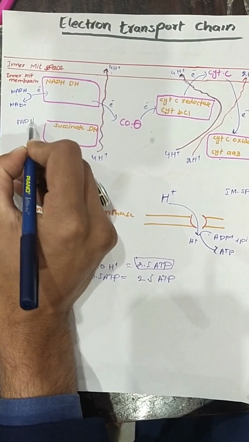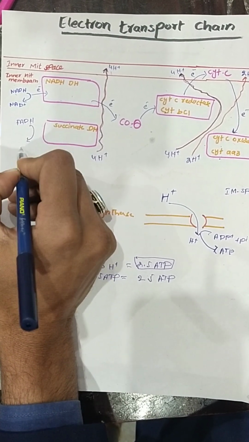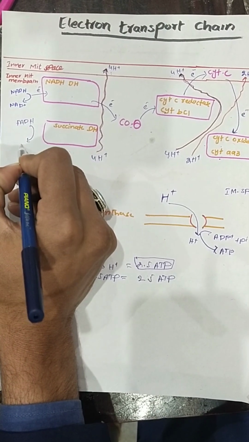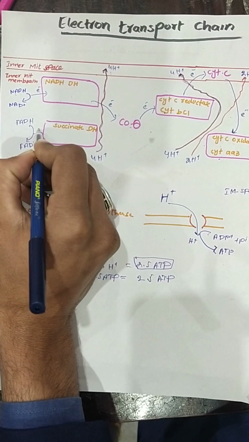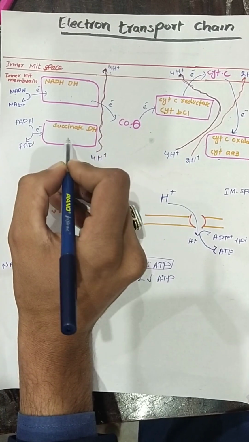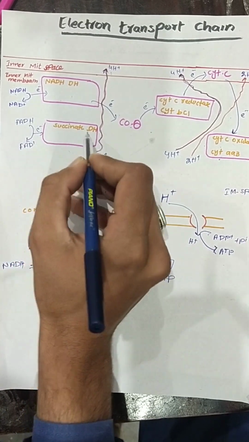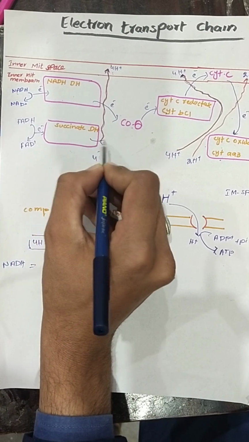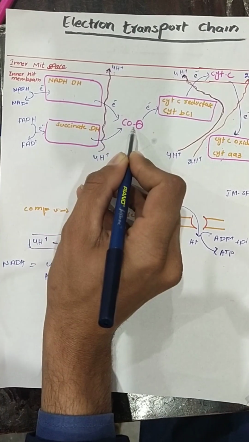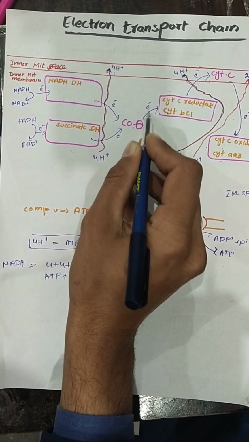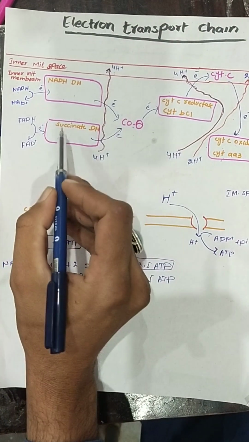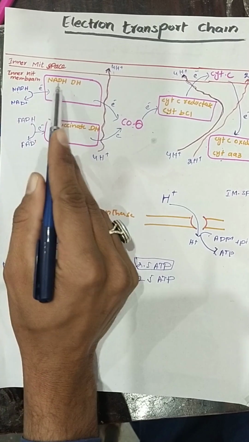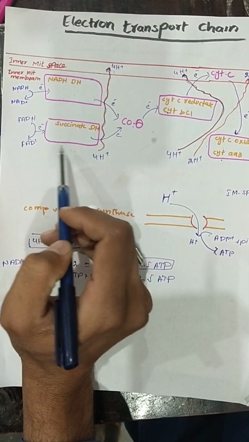Okay, so when FADH2 is converted into FAD+, it gives electrons, and these electrons are transported from succinate dehydrogenase, complex 2, to coenzyme Q, and then from coenzyme Q to the electron transport chain. So you should know that when we use complex 2, complex 1 is not used. When we use complex 1, complex 2 is not used.